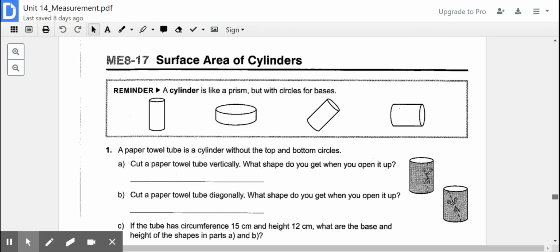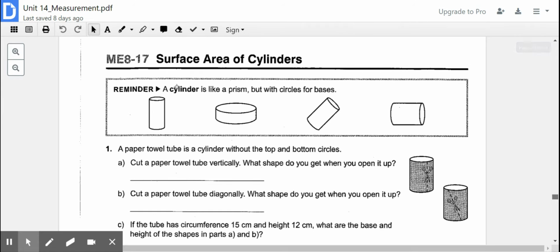Hello, we're going to do yet another lesson on measurement. This is measurement 8-17, surface area of cylinders. This is found in the Jump Math workbook on page 164. So let's get started. Take a look at the reminder box here.